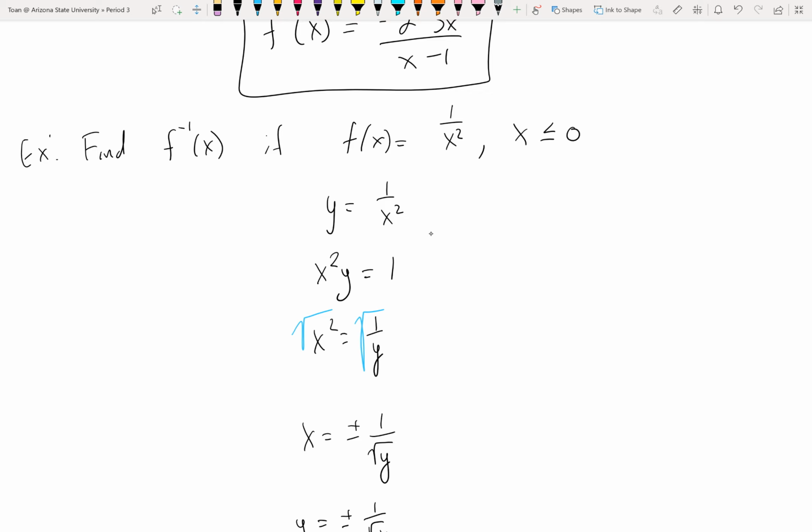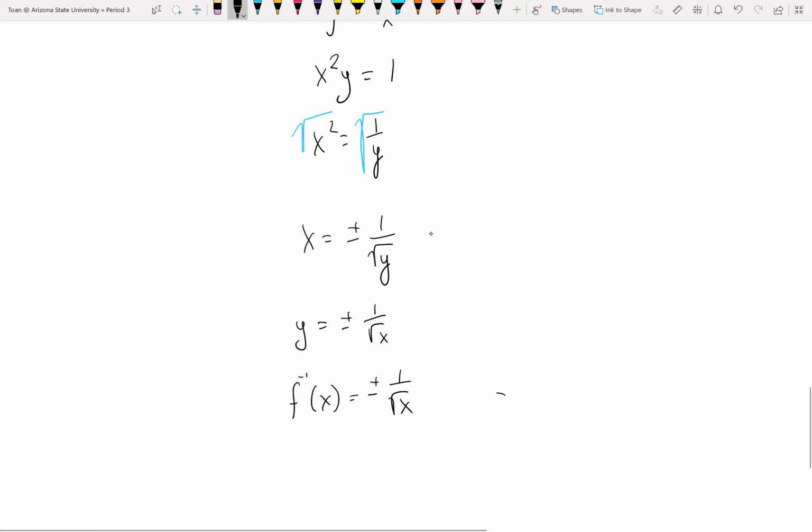Those are negative numbers. Well, I know that if the domain of the original has to be negative, then the range of the inverse also has to be negative. So that just simply means you keep the negative answer, not the positive. That is the inverse of the original function. Questions, comments, concerns?